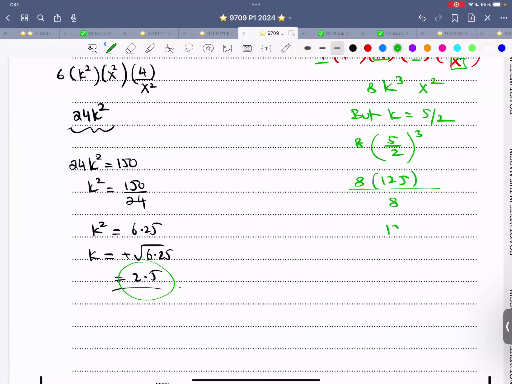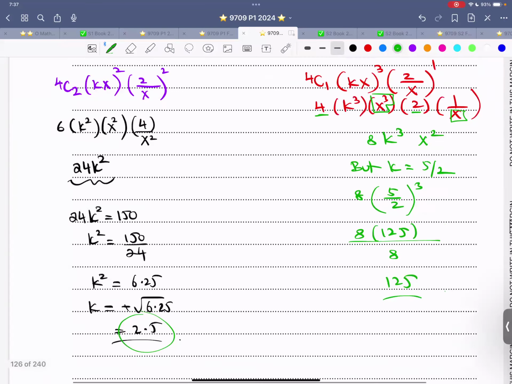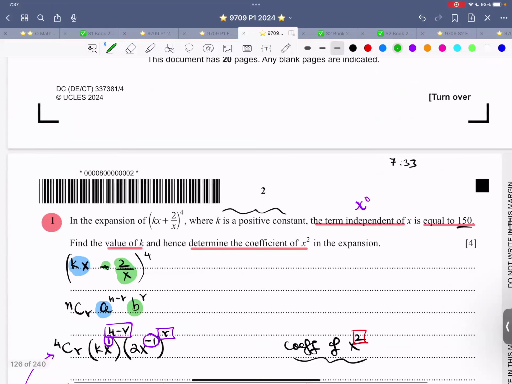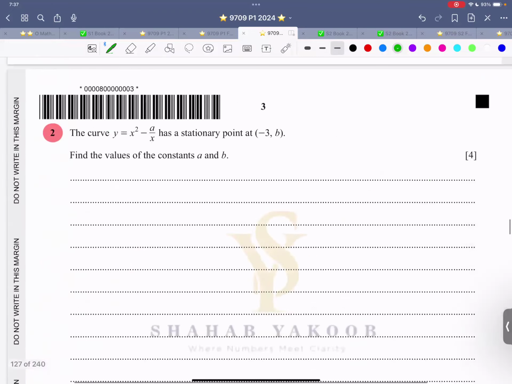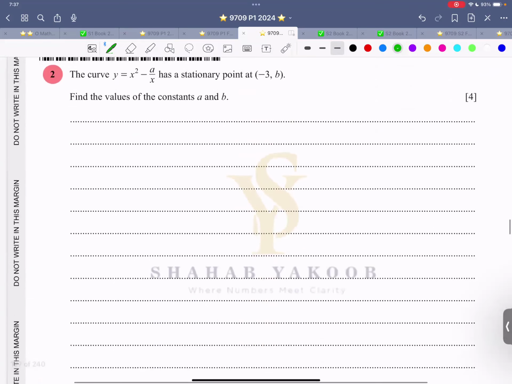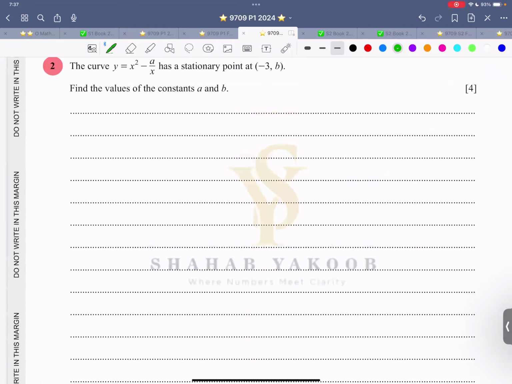8, 8 cancel. This comes out to be 125. That is the answer for this particular part. So we started at 7:33 and it took until 7:37, around 4-5 minutes. Let's move on. And I'll be going a little bit speedy in this one.